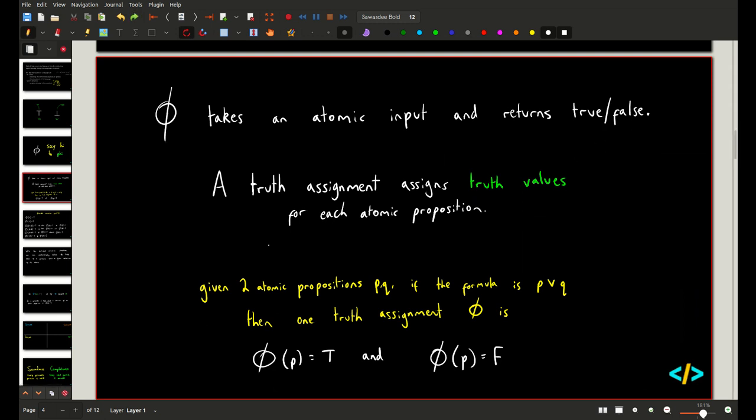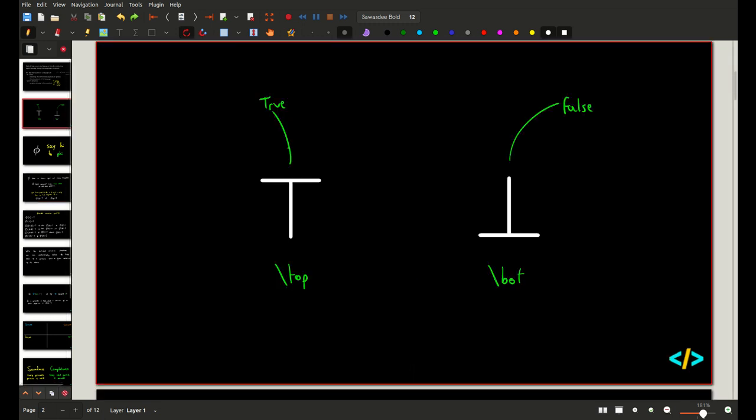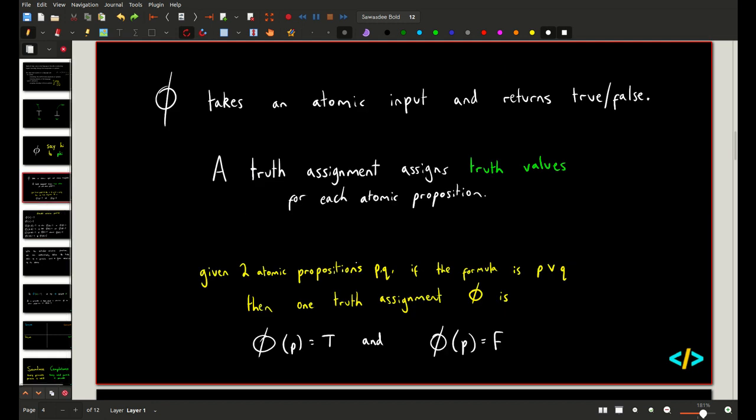It evaluates that input. A truth assignment is just something that assigns truth values for each atomic proposition. The truth values are just T and upside down T, true and false. Given two atomic propositions, say P and Q, and a formula P or Q, one possible truth assignment is phi of P is true, and phi of Q is false. So let's say P is true and Q is false.